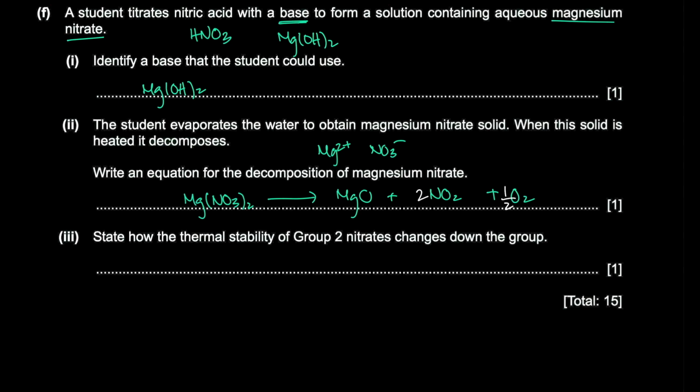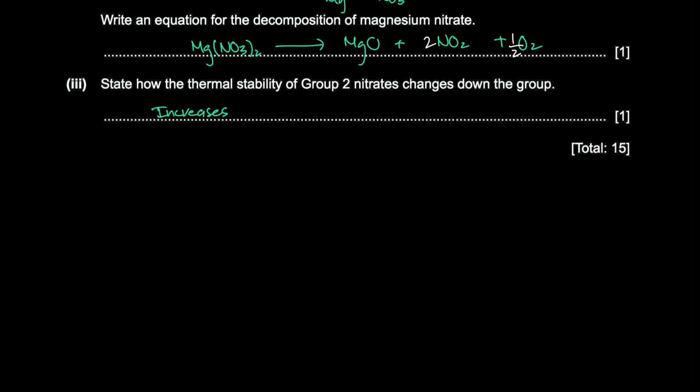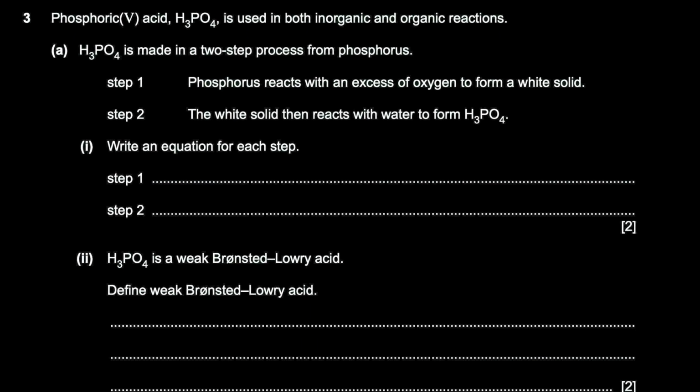What's an observation in this reaction? You're going to observe the formation of a brown gas. That's nitrogen dioxide, a brown gas. State how the thermal stability of group 2 nitrates changes down the group. The thermal stability of the group 2 nitrates increases down the group, which means a higher temperature is needed for their decomposition.